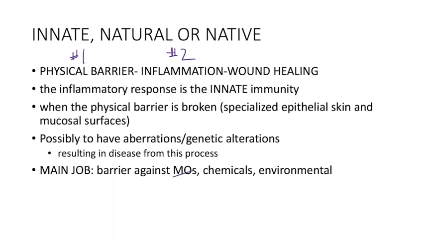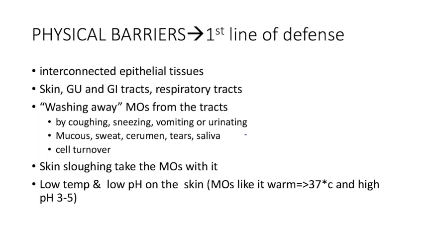If you see MOs moving forward, that basically means microorganisms, chemicals, and the environment. Physical barriers are the first line of defense: those interconnected epithelial tissues, the skin, GI and GU tracts, and respiratory tracts. We have multiple mechanisms on that physical barrier that help. The mucosal epithelial cells are highly interconnected. We talked about those gap junctions.